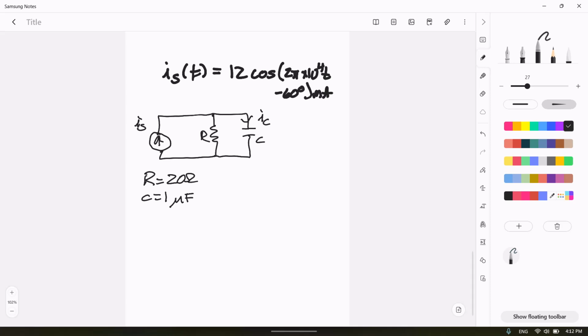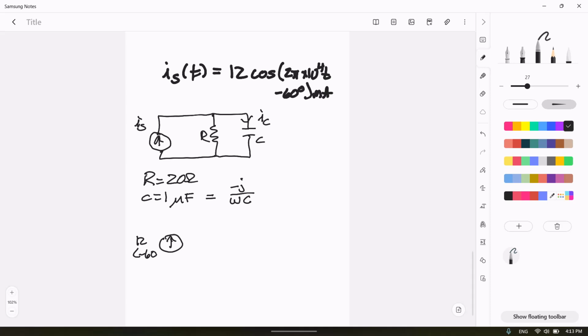And so when you look at the equation that we have up there, the 12 and the minus 60 gives us the amplitude and phase of our current. So our current is 12 angle minus 60. Now, it also gives us omega, and we need omega because for a capacitor in the phasor domain, the impedance is minus j over omega C. And omega is the coefficient of t.